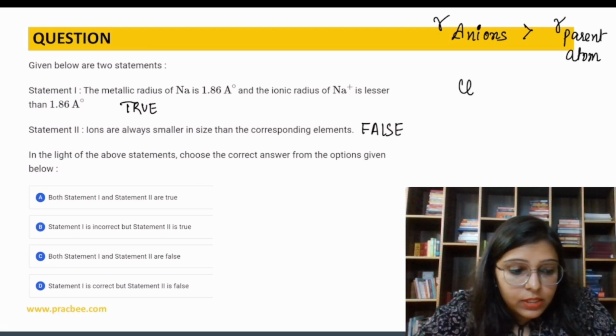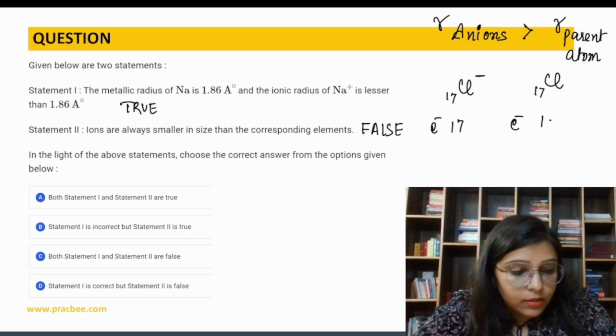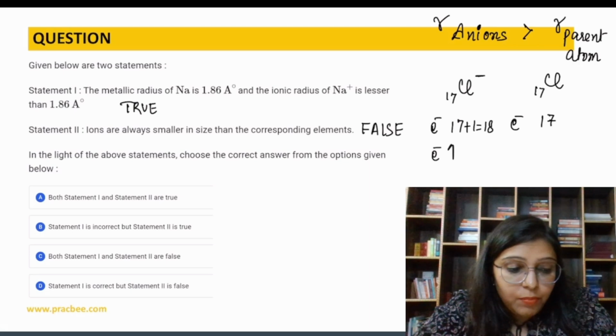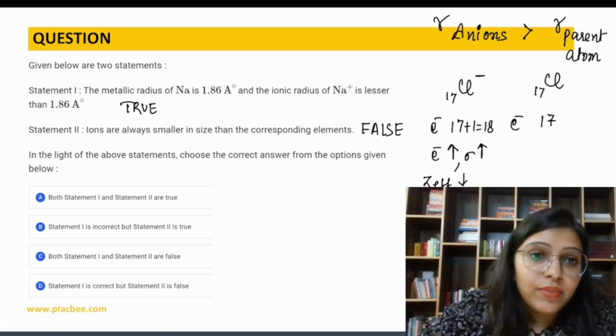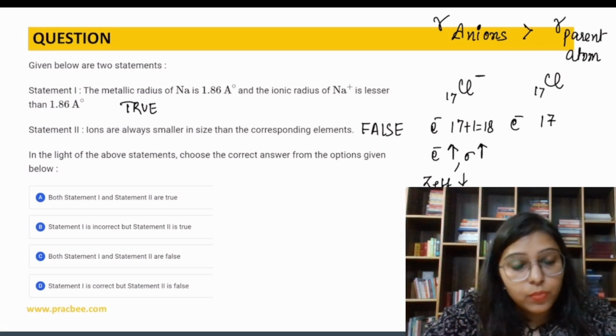How? Suppose Cl has atomic number 17, and Cl minus. Here electrons are 17, and here electrons are 17 plus 1, 18. So here we have more electrons. More electrons means more sigma. More sigma means Z effective decreases. So if Z effective decreases then the size is more.